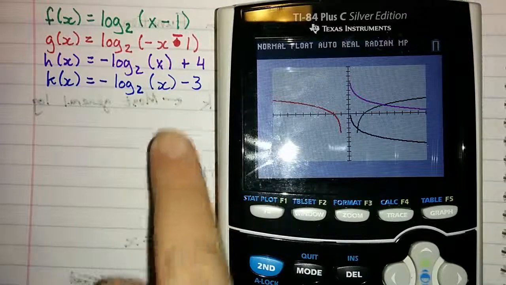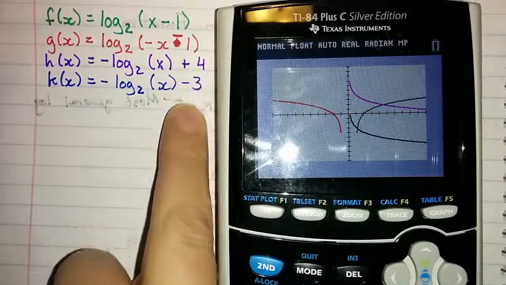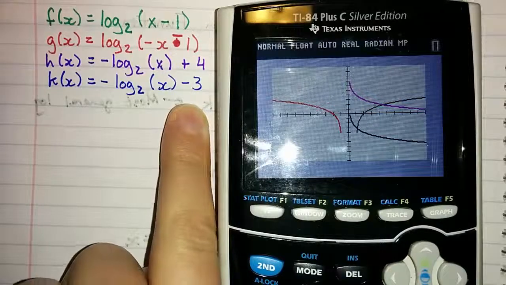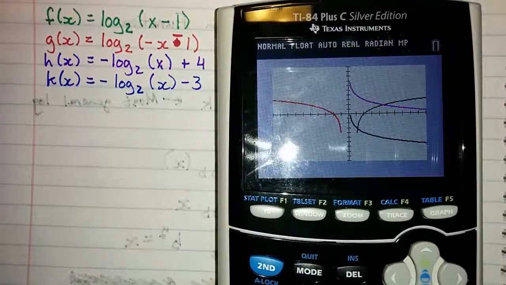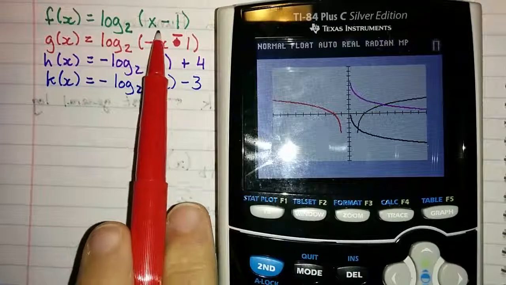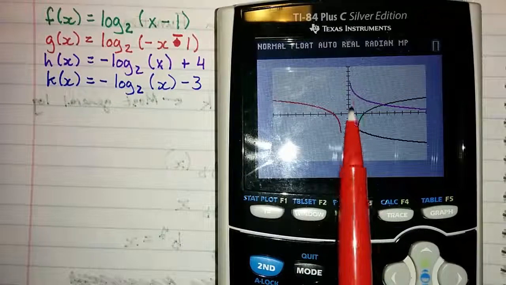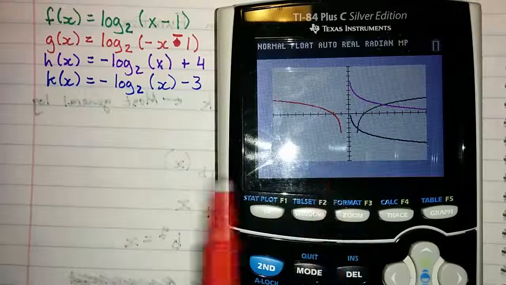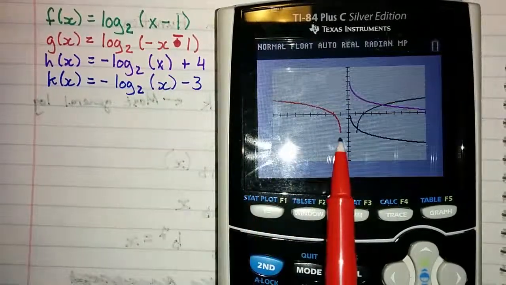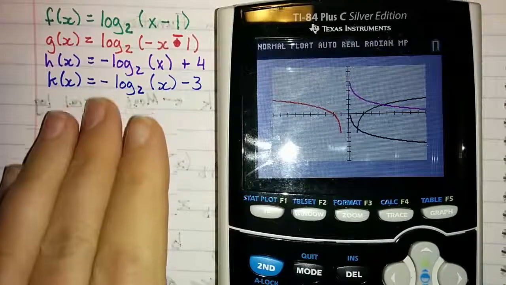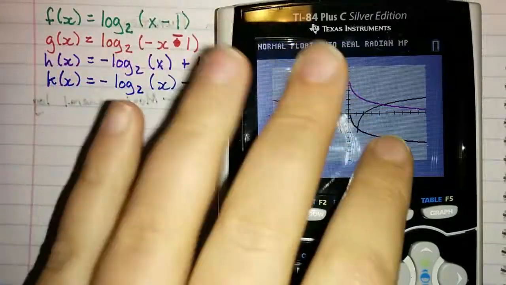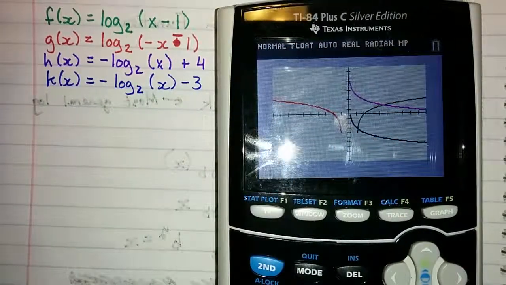The third thing we notice is that these numbers just move the graph up and down. These numbers move the graph left and right. And it looks like this one has its vertical asymptote at about 1. This one has its vertical asymptote at about negative 1. And one more thing. This negative sign up here, what does it do? It flips the graph upside down.